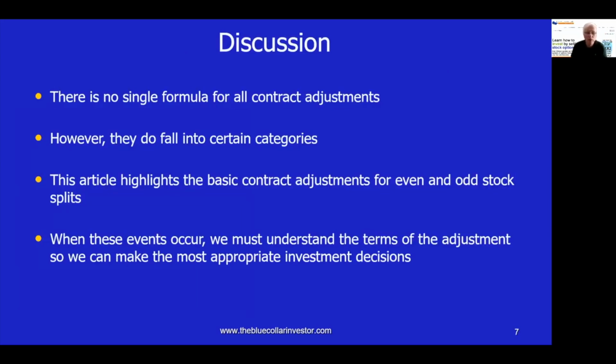There is no one single formula for all contract adjustments, unfortunately. We actually have to go and look up, the OCC will give this information, what the contract adjustments were. So when you see all of a sudden the parameters of our contracts have changed, it's usually due to a corporate event that resulted in changes in the contract parameters.